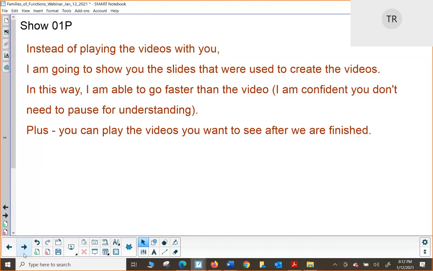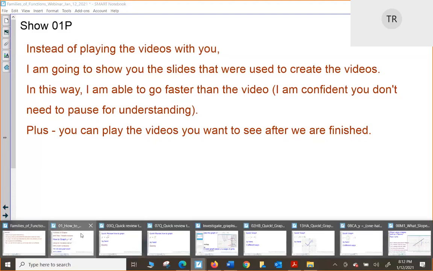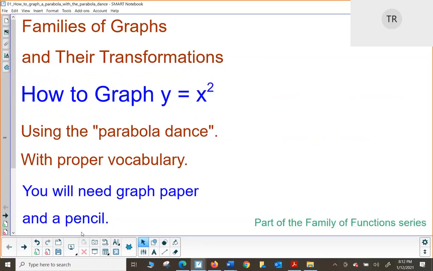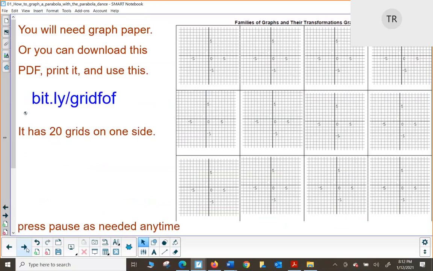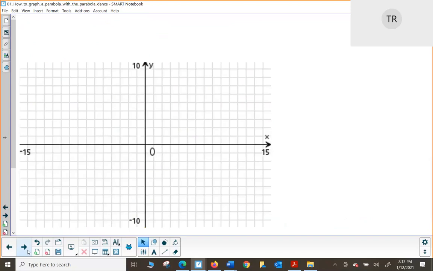So let me go ahead and bring up how to graph y equals x squared. By the way, some of you might notice I'm using Smart Notebook for my canvas, and all of this extraneous stuff is cut out. You just get to see the slide itself. So we start off by saying you're going to need graph paper. If you need it, you can download it here and get a graph paper or a set of grids. Again, I'm going to go quicker, but you'll get the sense.